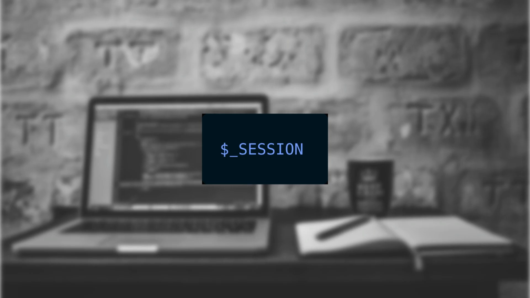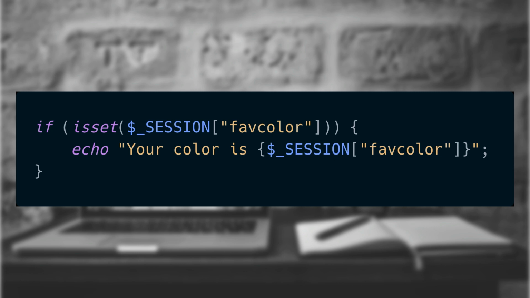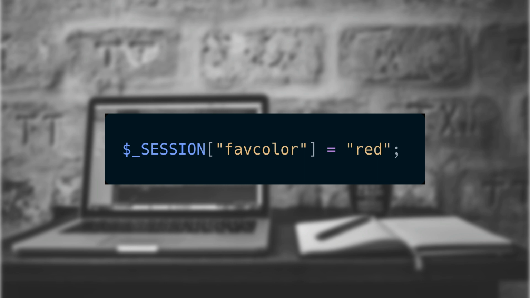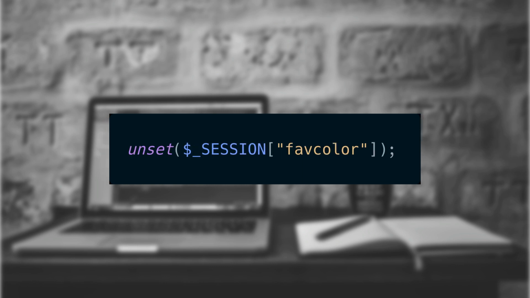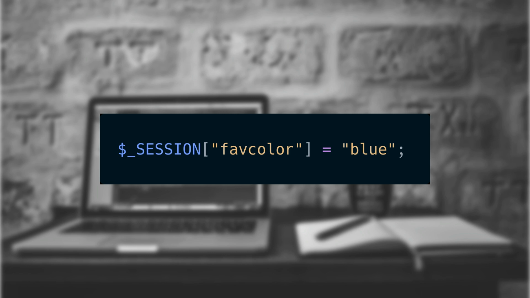Working with session data. PHP stores session variables in a global variable named $_SESSION. It is an associative array, and because of that, we can use the PHP array functions. In order to set a value, we just set it like we would a normal associative array. We can unset it to delete it, and we can modify it as well.